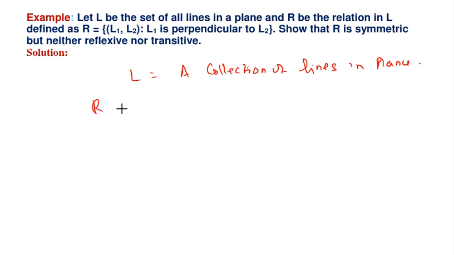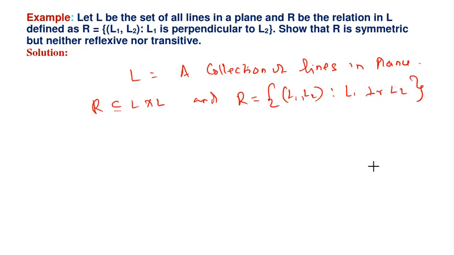The relation R is defined on L, so R is a subset of L cross L. And what is the relation R? The relation between L1 and L2 is that L1 must be perpendicular to L2, but L1 and L2 are two lines drawn in the same plane. Based on this definition, we have to examine whether the relation is symmetric.